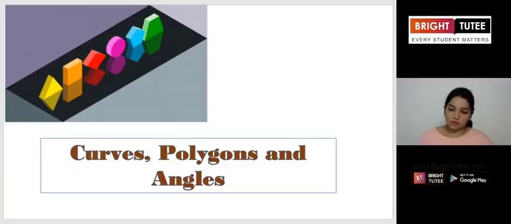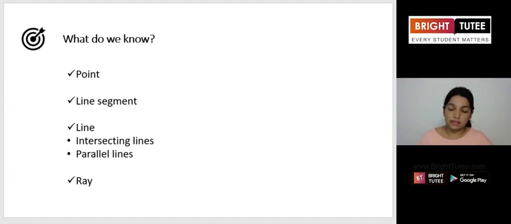In today's class, we are going to learn about angles, we are going to learn about curves and polygons. So let's get started with our today's class. So curves, polygons and angles is what we are going to cover in today's class.